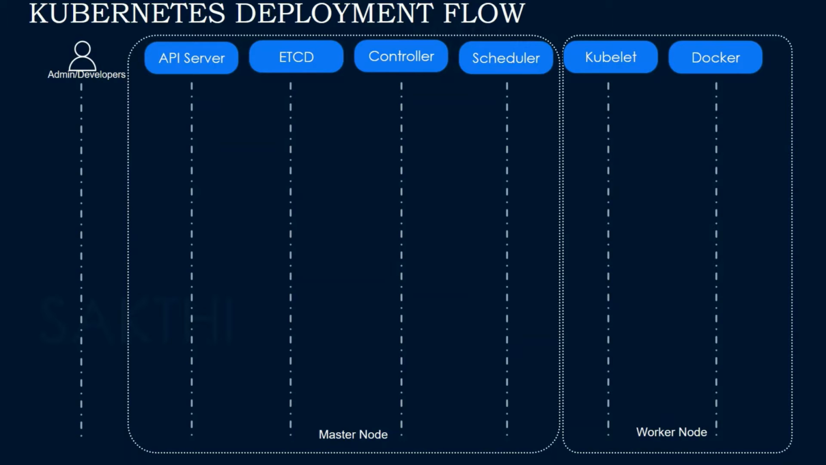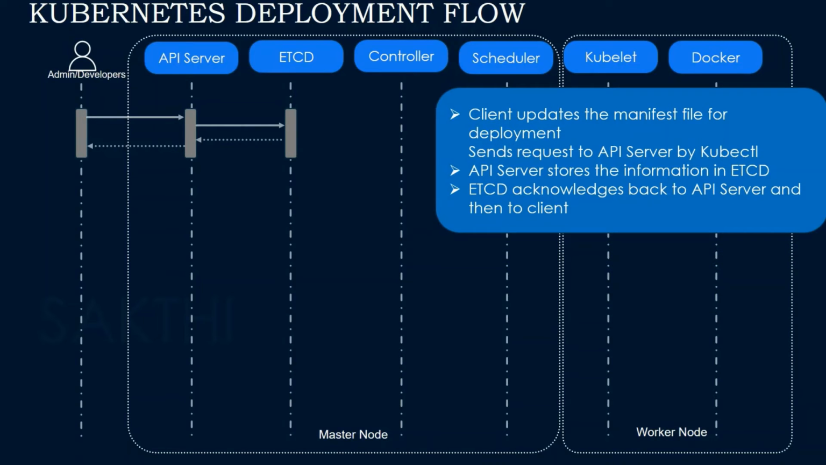These are the main components of the Kubernetes cluster. In the master node, we have API server, etcd, controller, and scheduler. In the worker node, we have kubelet and a container runtime, say a Docker. We will see the sequential flow as 4 parts. The first part is updating the manifest file.